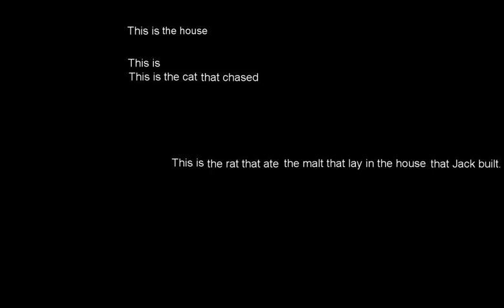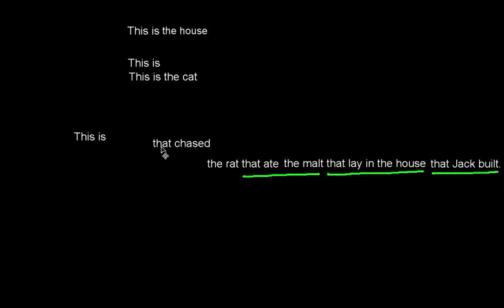Again, you have all these subordinating clauses that are lining up. That Jack built. That lay in the house. That ate the malt. Right? In each case, you don't need a comma because they're after the independent clause. This is the rat. Alright, so let's move this again. We'll take the whole thing this time. This is the cat that chased the rat, that ate the malt, that lay in the house that Jack built.